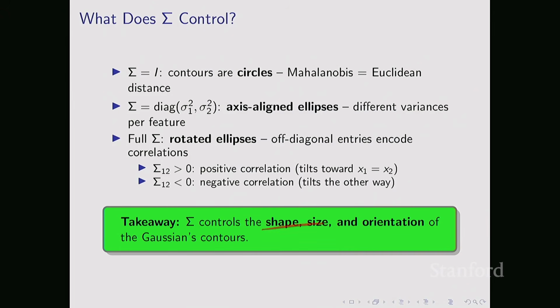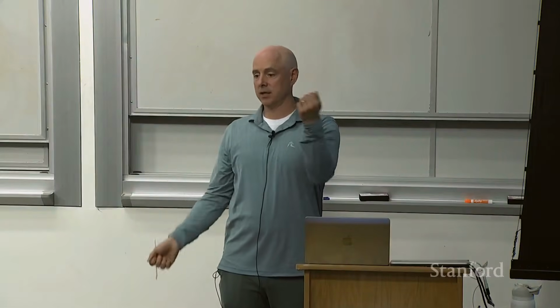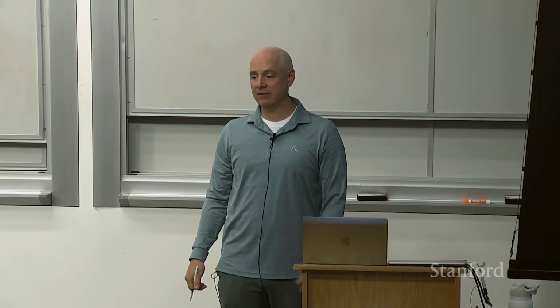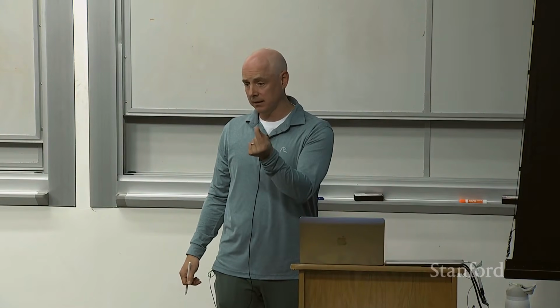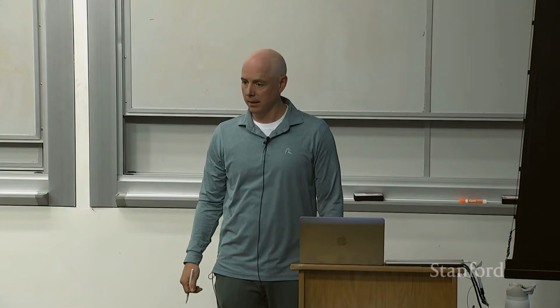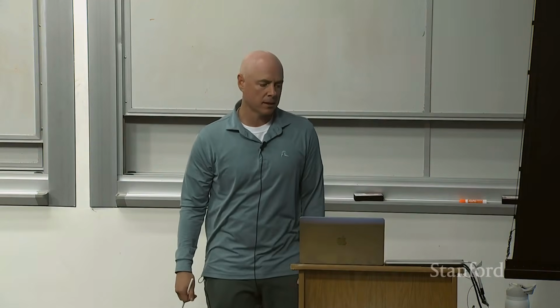It controls the shape, size, and orientation of the Gaussian contours. All the diagonal entries have to be non-negative. So in particular, when you have a diagonal matrix, because those are the products of the eigenvalues, you do have to do it. And even individually, they are the variance of that individual element, which will also be non-negative. So they will be positive in these kind of matrices.